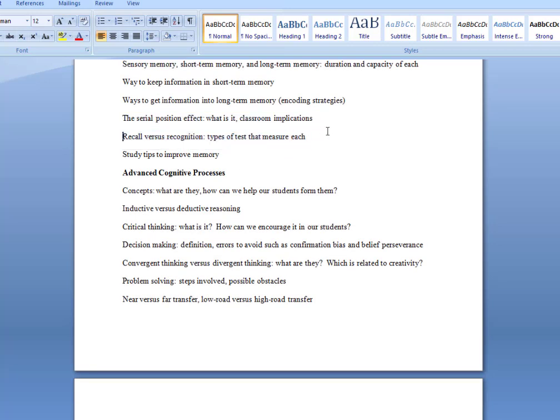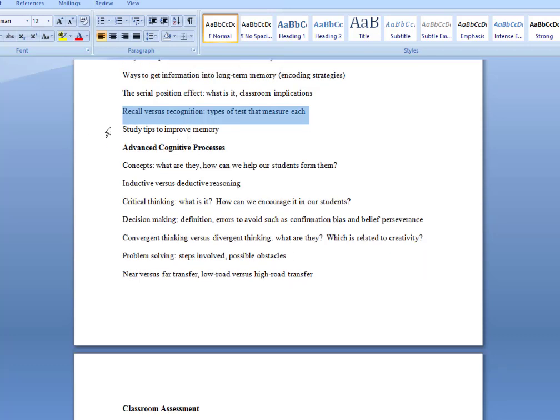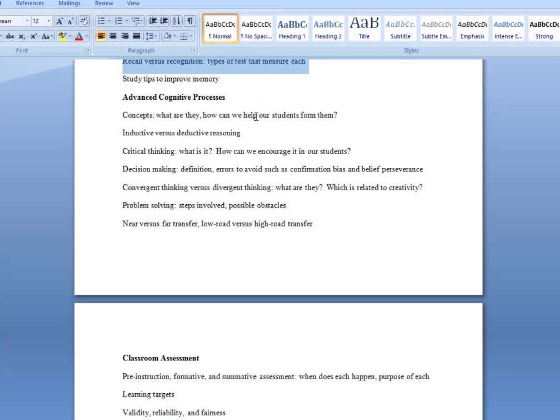Recall versus recognition, these are different types of memory tests. A recall test is one where you have to produce the answer yourself, like for example, an essay question or fill in the blank, assuming that you don't have a word bank. On the other hand, recognition means the answer is in front of you. You just have to recognize which one is the correct answer. So something like multiple choice or matching would be examples of recognition tests. And I talked about study tips. That kind of goes along with getting information into your long-term memory.